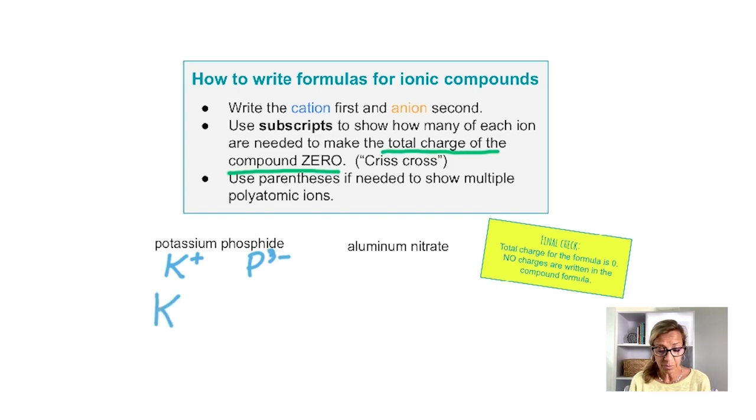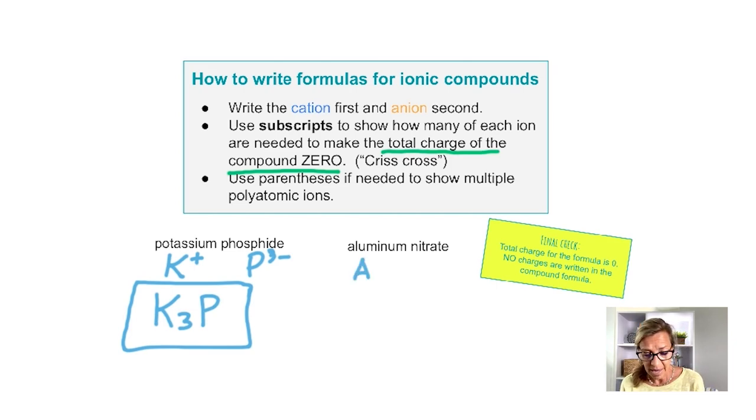So I'm going to use subscripts, 3 potassiums and 1 phosphide. There is an understood 1 right there, meaning 1 phosphide, but we typically don't write that. Like you don't write X to the first, right? So this is how we show the formula. 3 potassiums, 1 phosphide. Do you notice there are no charges? No charges in a compound, because what is the total charge? 0. All right, let's do it again.